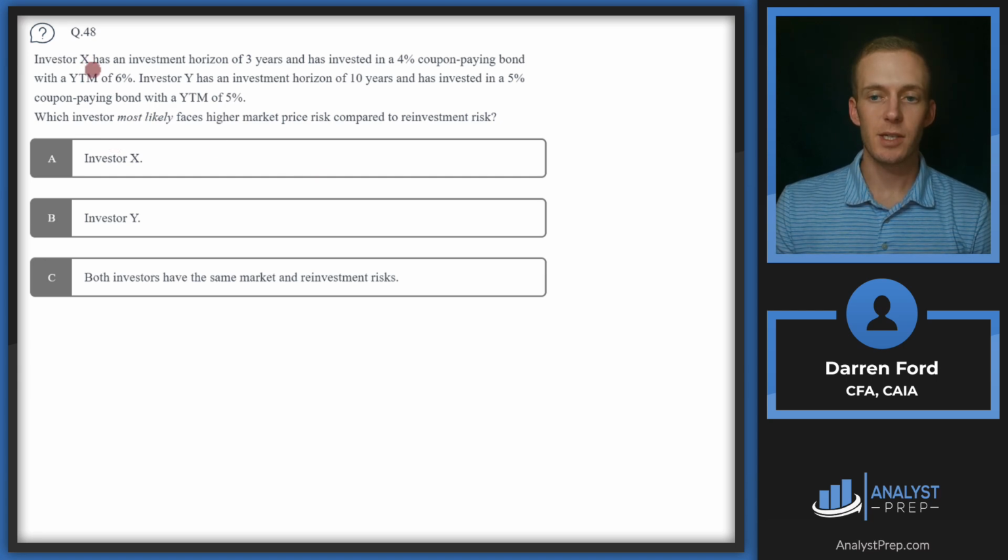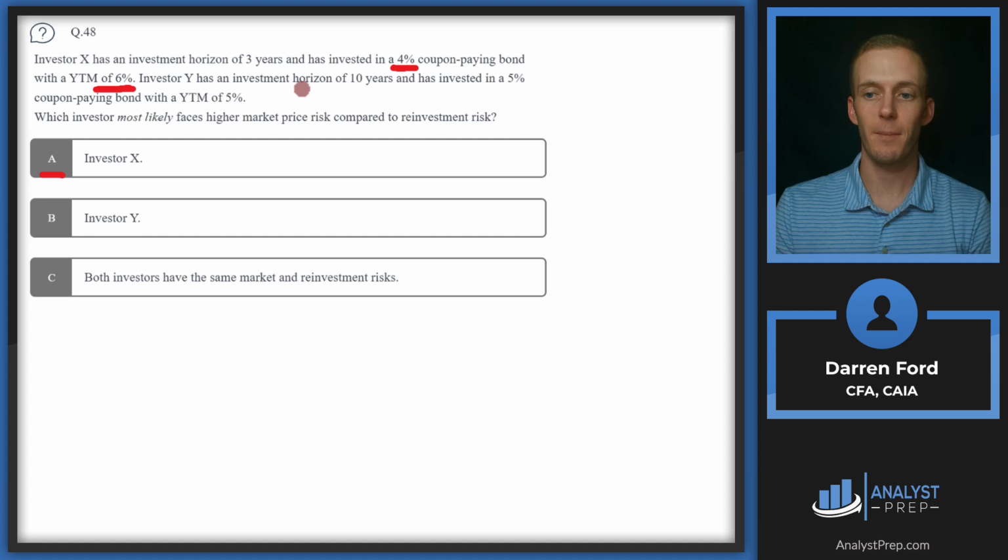So investor X is going to have less reinvestment risk since he's receiving 4% coupons. But the yield to maturity of those bonds is 6%. So what this is indicating is that new bonds being issued are likely going to be paying coupons in the 6% range. So he's receiving coupons at 4, but then he's reinvesting them at 6, so there's less reinvestment risk there. Therefore, he's going to have more market price risk.